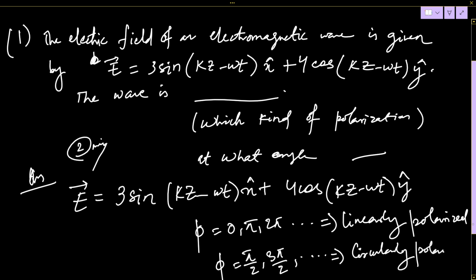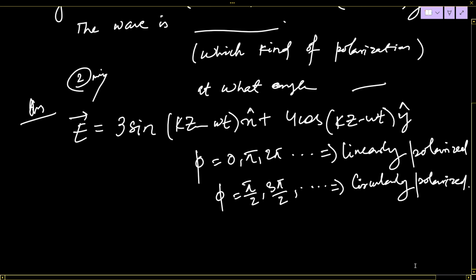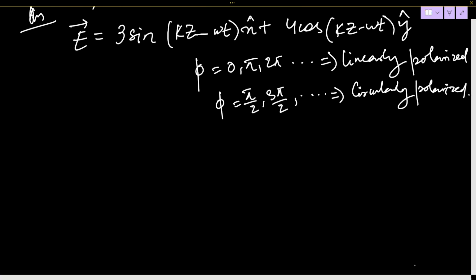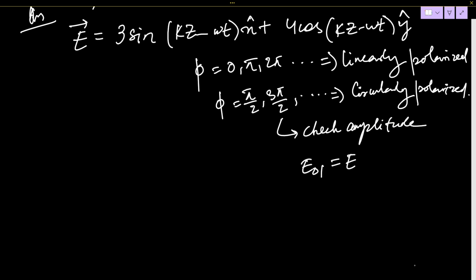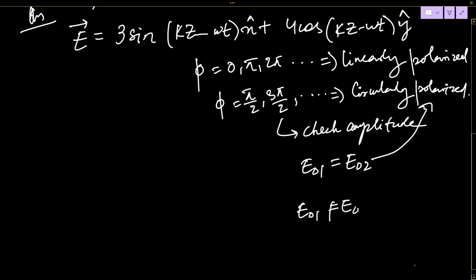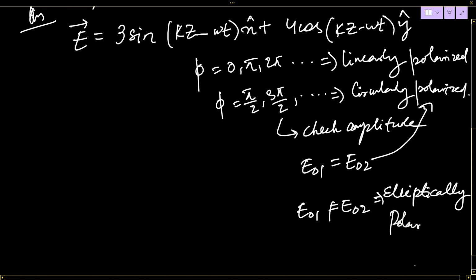Circularly polarized. All right. So here, see, no, again I made a mistake. Circularly polarized means we have to check the amplitude also. If the amplitudes are the same, then it is circularly polarized. If they are not the same, they are elliptically polarized.